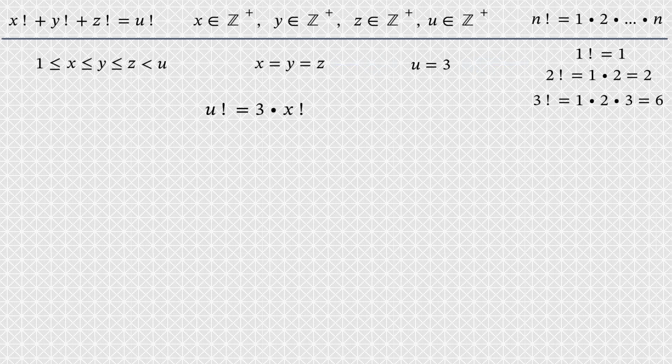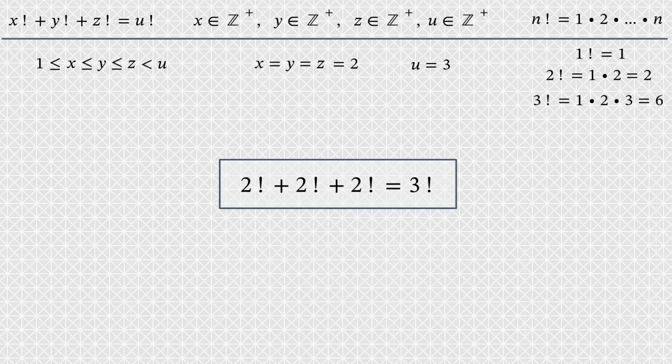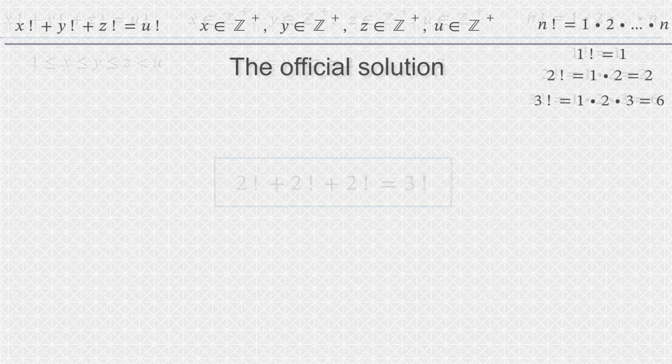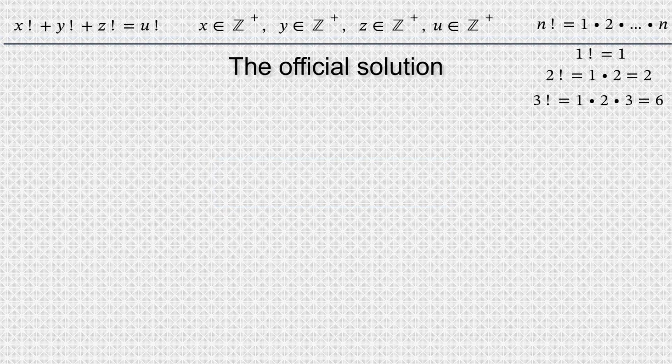Then x must be 2, in which case y and z will be 2 as well. And this is how the equation looks like after the substitution. It is correct, and this is not yet the end. Because in addition, I'm going to present the official solution from the authors of the problem, which is much shorter and much trickier than my own.